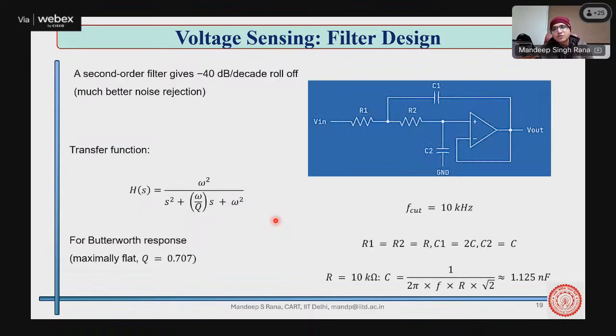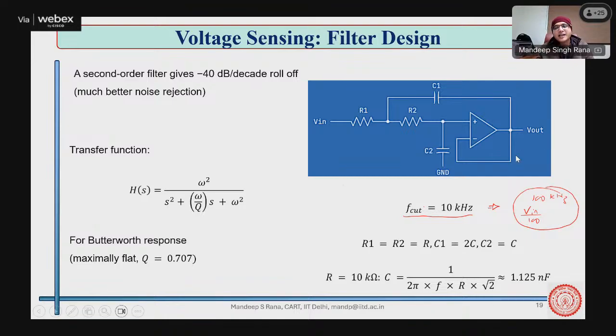And to do that, we usually do what? We use something called a second order filter. It has the capability to give minus 40 dB per decade, meaning whatever cutoff I take. For example, I have taken a cutoff of 10 kilohertz. It means that a 100 kilohertz signal will get V input divided by 100, so 1 by 100 times it will drop down the signal. So a noise which becomes 100 times smaller, that's what I want.